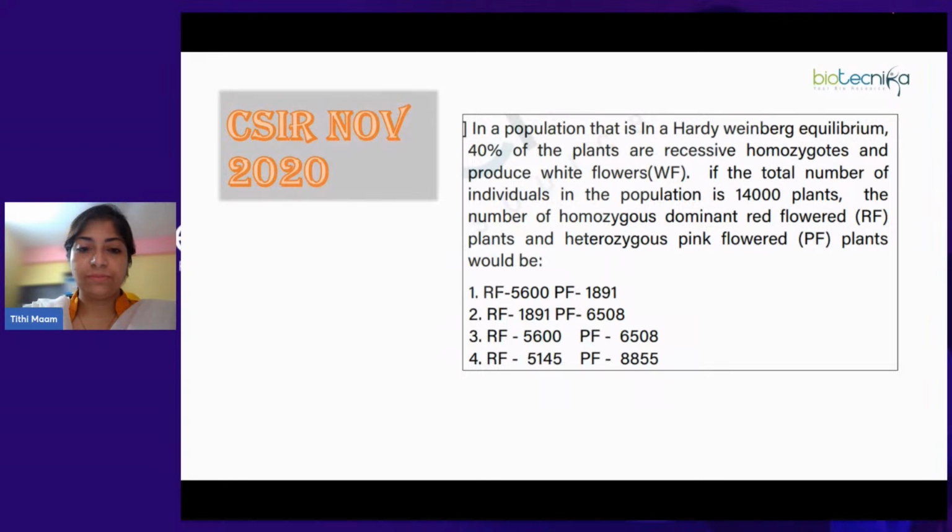Okay, next question from CSIR November 2020. In a population that is in Hardy-Weinberg equilibrium, 40% of the plants are recessive homozygotes and produce white flowers. 40% white flowers. If the total number of individuals in the population is 14,000 plants, the number of homozygous dominant red flowered plants and heterozygous pink flowered plants will be.